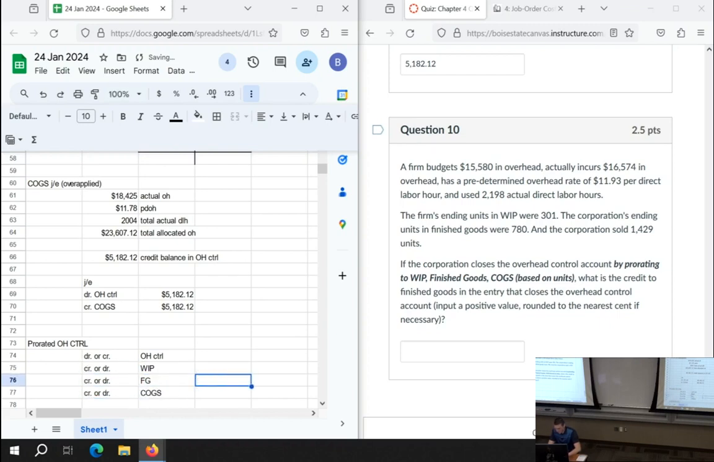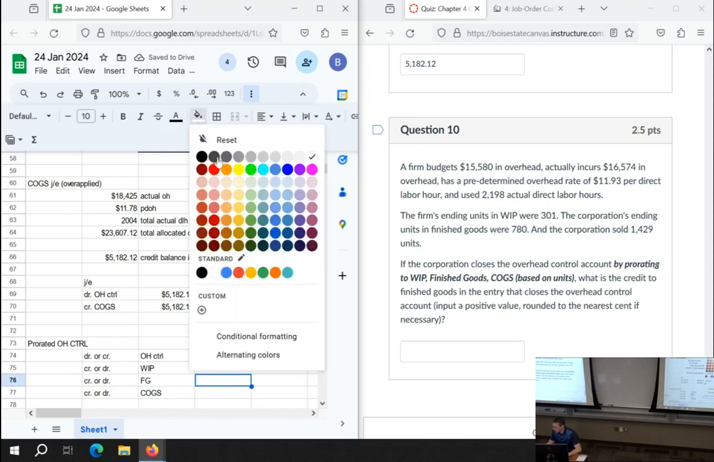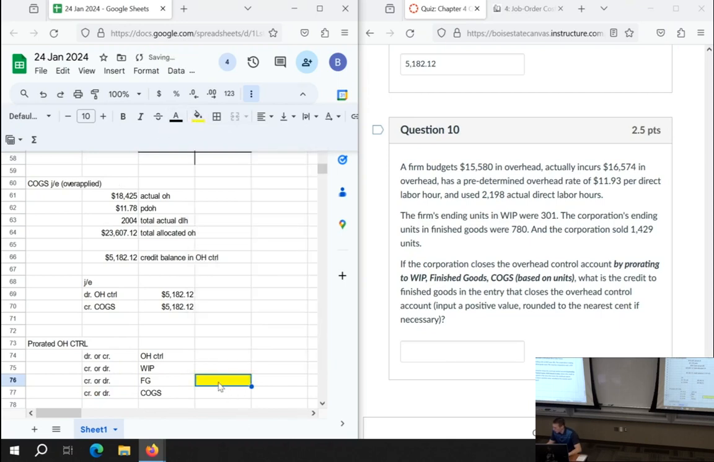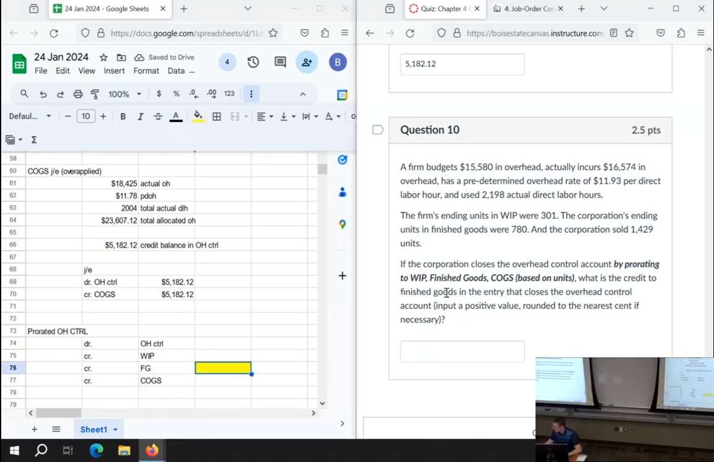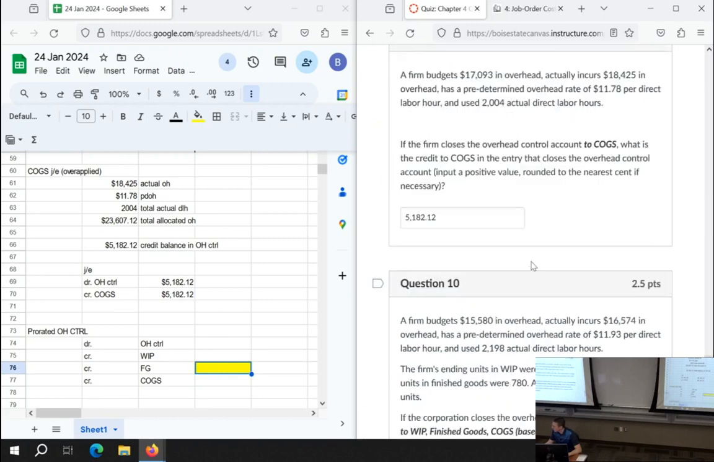And we're asking specifically for this right here. That's what I want. How much are we crediting to finished goods? Looks like we're crediting, so we must be debiting overhead control. So I want that number right there. So is that the same formulation?